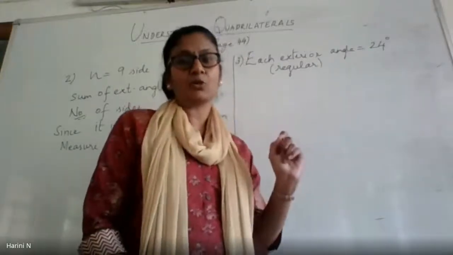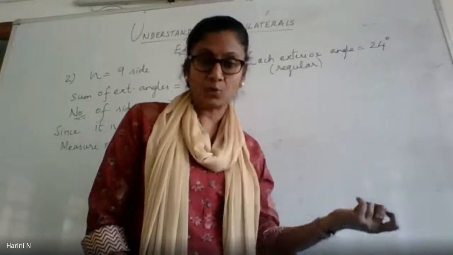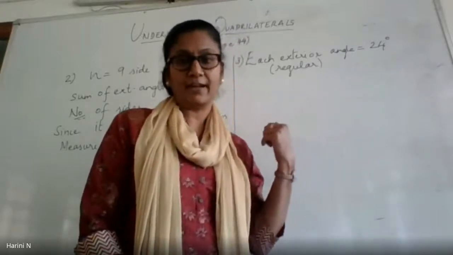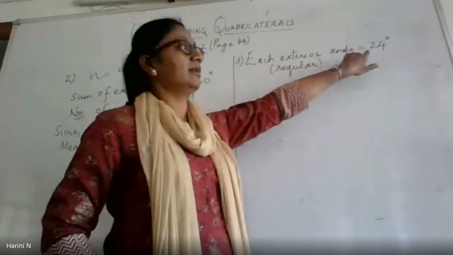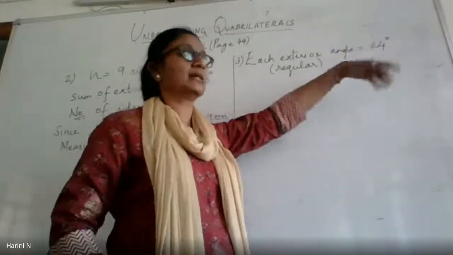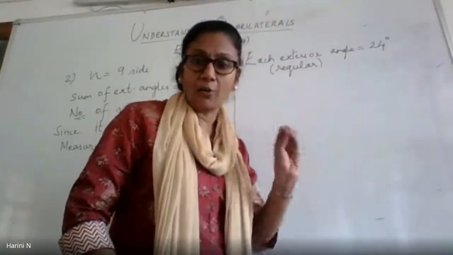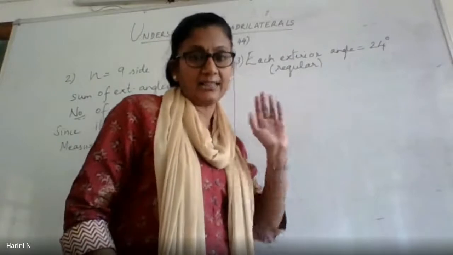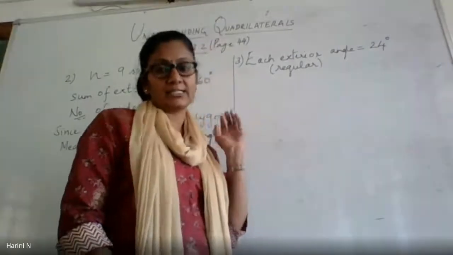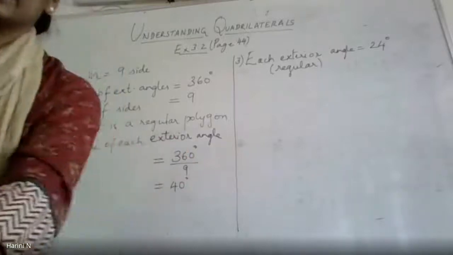Ma'am, 360 divided by 24. Why are you dividing 360 by 24? Because you have to find out how many 24s will add up to 360 degrees. That's why you're dividing. So if there is one exterior angle which is 24, the second one also will be 24. How many times when you add 24 will you reach 360? That will tell me how many such angles are added, and that will be the number of sides in that given polygon. So how will I write this?